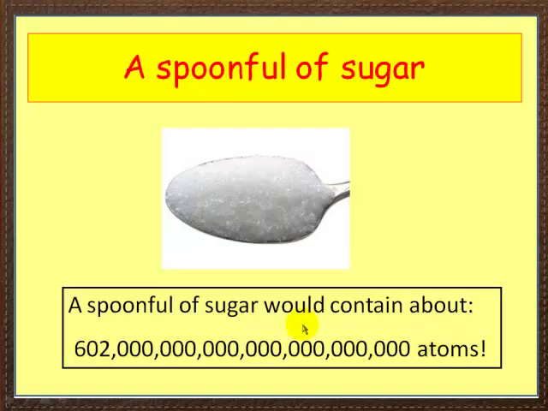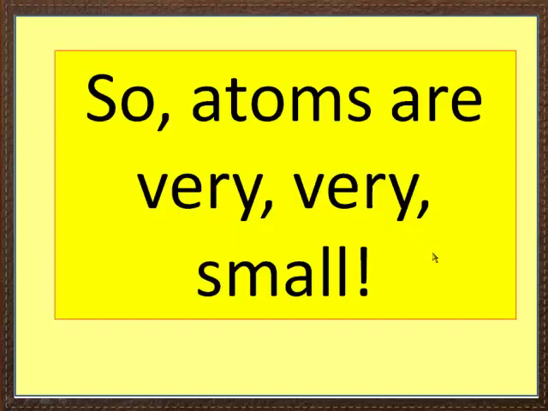How small? Well, I'll give you an idea. Here we've got the proverbial spoonful of sugar. This spoonful of sugar would contain approximately this number of atoms. I wouldn't dare try to tell you how big this number is. Work it out for yourself. That's a million, and you can work it out for yourselves. But it's a huge number. So there's that number of atoms in a spoonful of sugar. It tells us that atoms are very, very small.